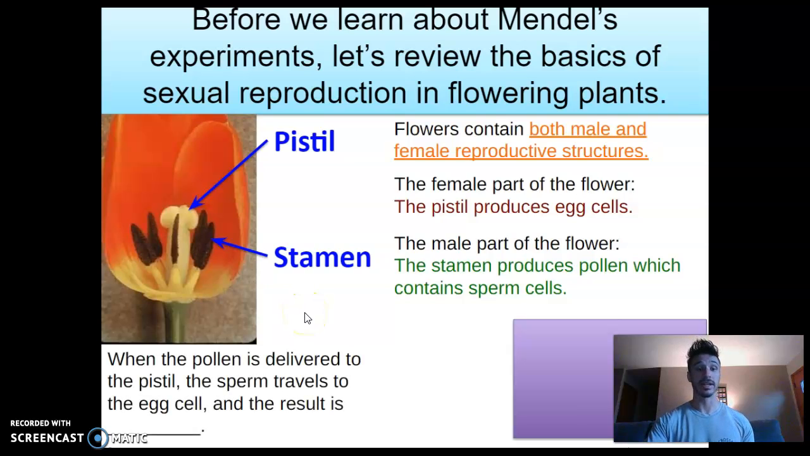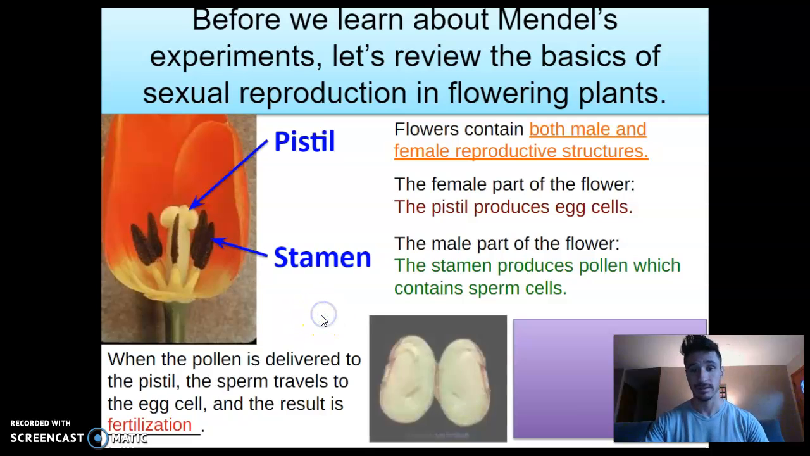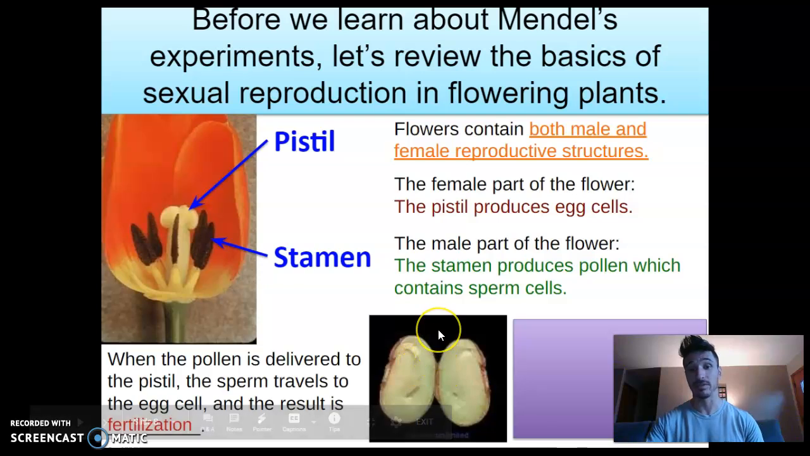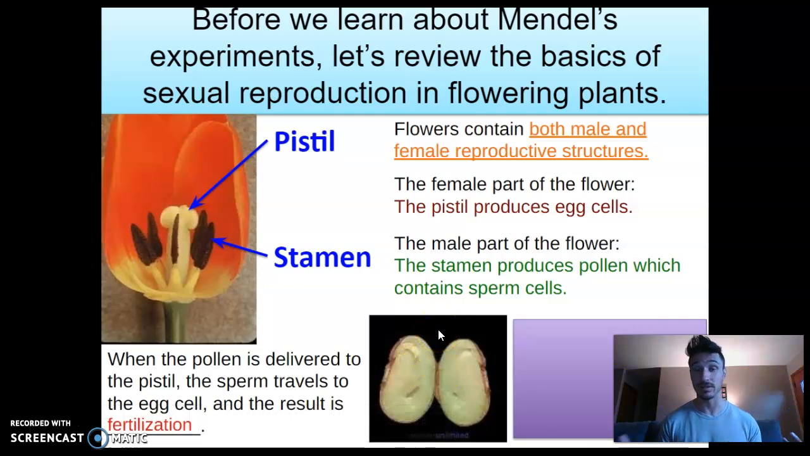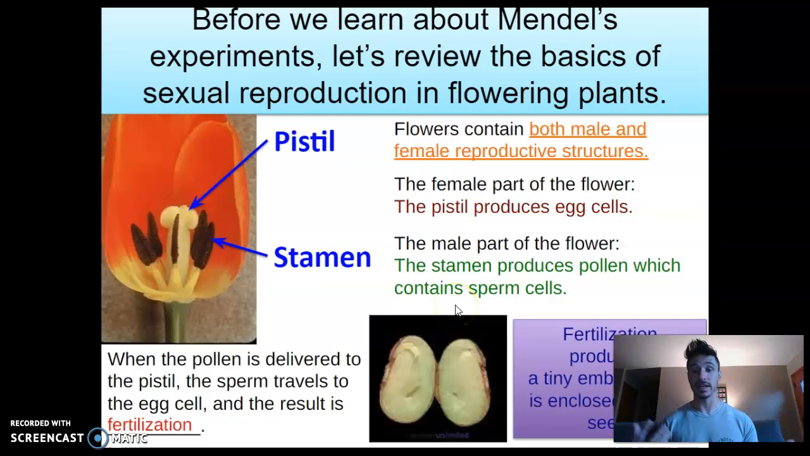Now, when pollen is delivered to the pistil, the sperm travels to the egg, and as we know in humans and other organisms, fertilization occurs. The zygote is made. And here is the zygote. Seeds are plant zygotes. And again, fertilization produces a tiny embryo which is enclosed inside of a seed. So seeds are plant zygotes.